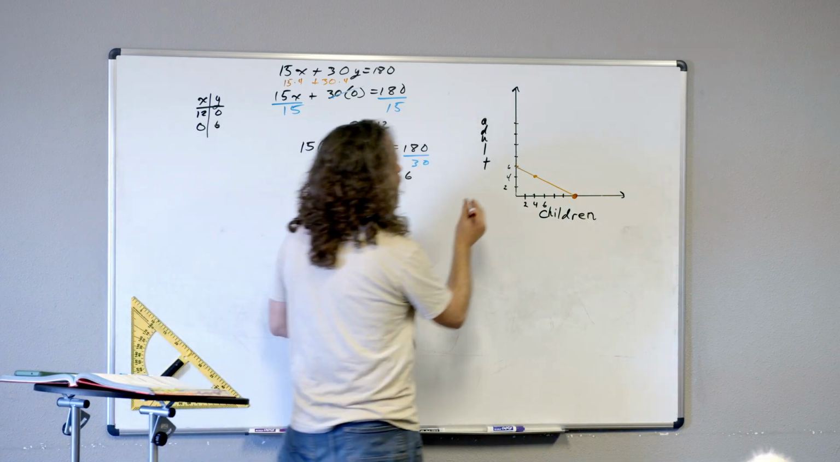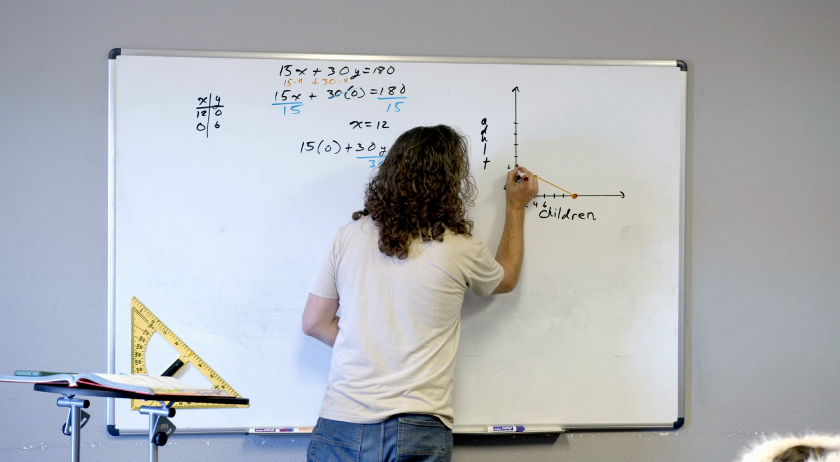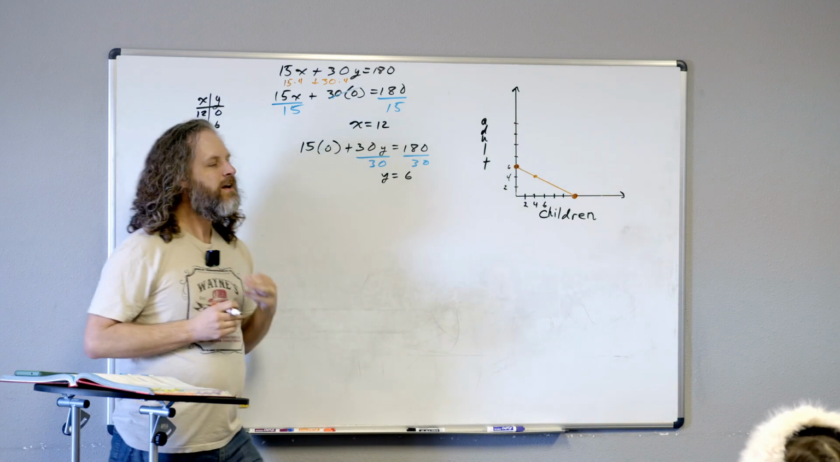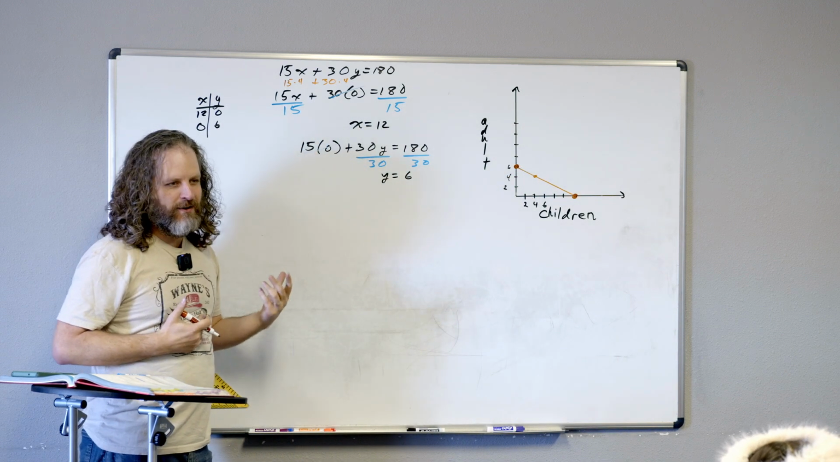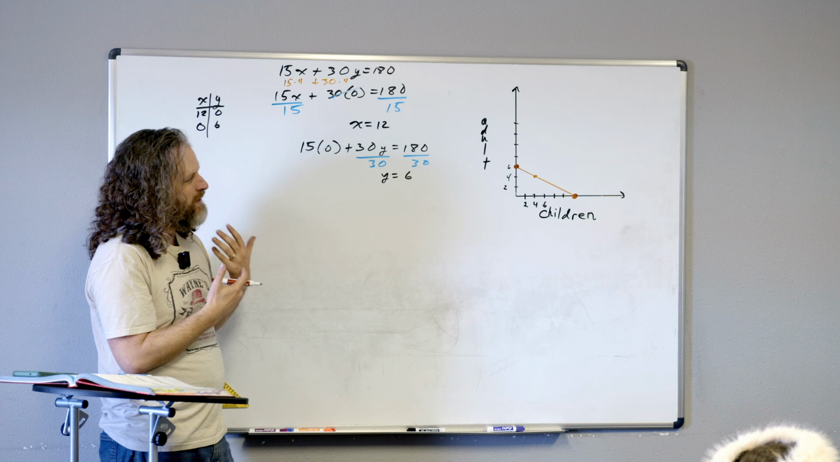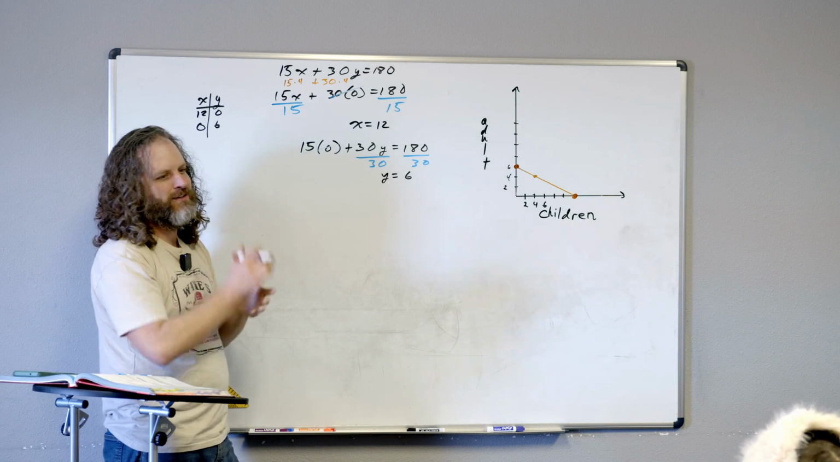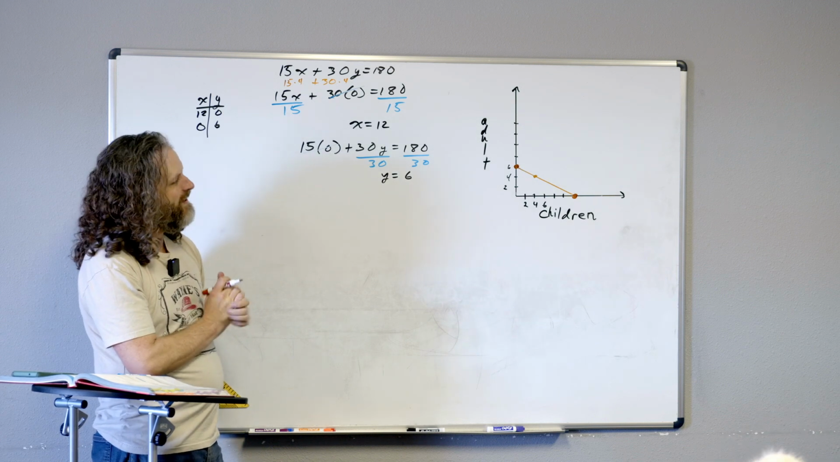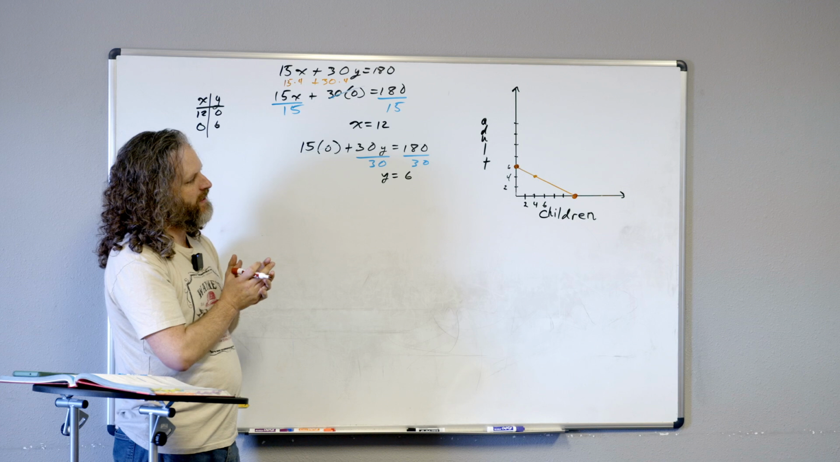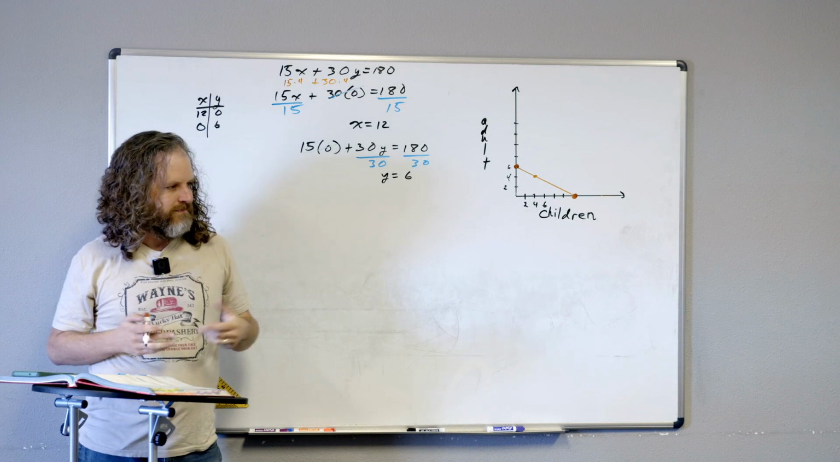Now, what does the y-intercept, this dot right here, represent? 6 adults. We got a triple date going on, right? 6 adults went to the rodeo. Great. So that's what those represent. Does that make sense? That's part B.